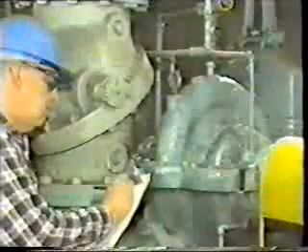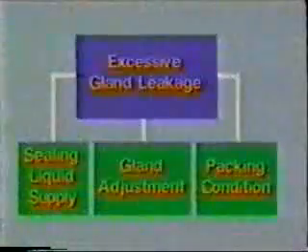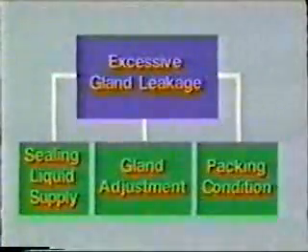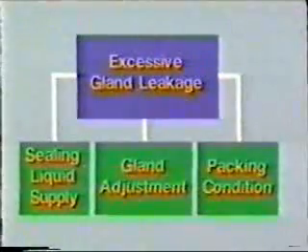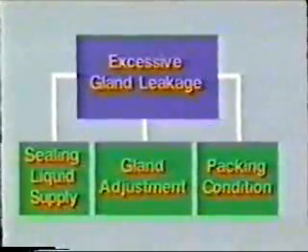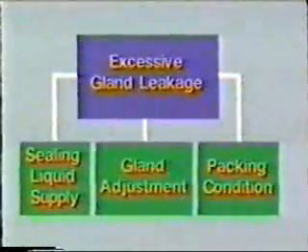So even though the operator said he hadn't noticed any problem on the inboard packing, it's important to verify that information. Gene finds that the runoff from the inboard packing looks normal. As Gene studies the problem, he reviews what he already knows about the conditions necessary for normal operation. At this stage, a decision-making diagram of this troubleshooting problem would look like this. Gene will concentrate his thoughts on sealing liquid supply, gland adjustment, and the condition of the packing.